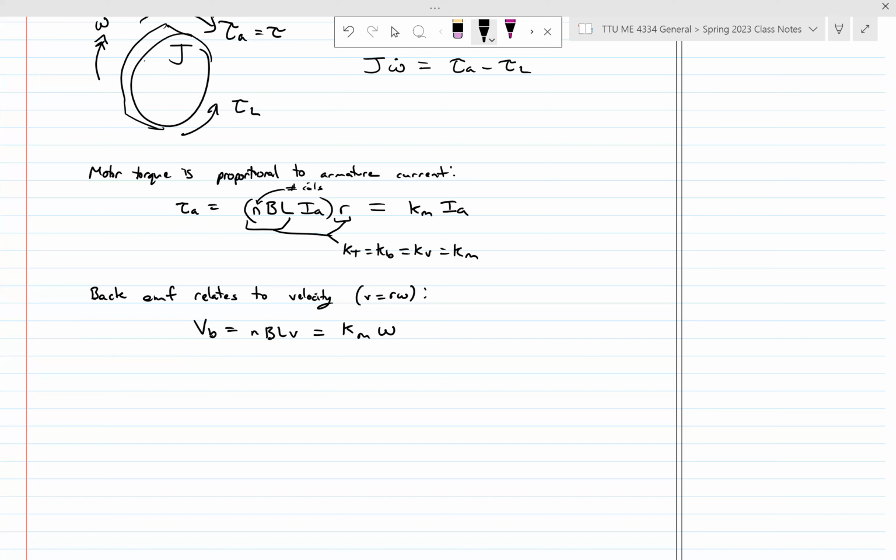Number of coils. It's not going to be relevant for you guys. I'm just going through the derivation a little bit more detailed. It's just saying how many times the thing wraps around. We had the length of the wire multiple times.